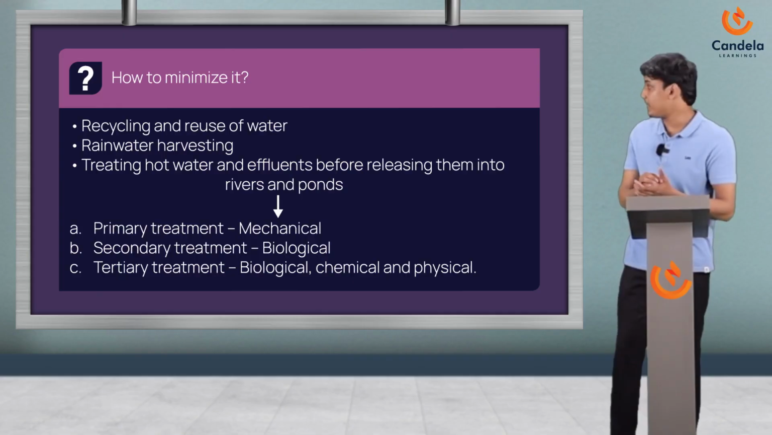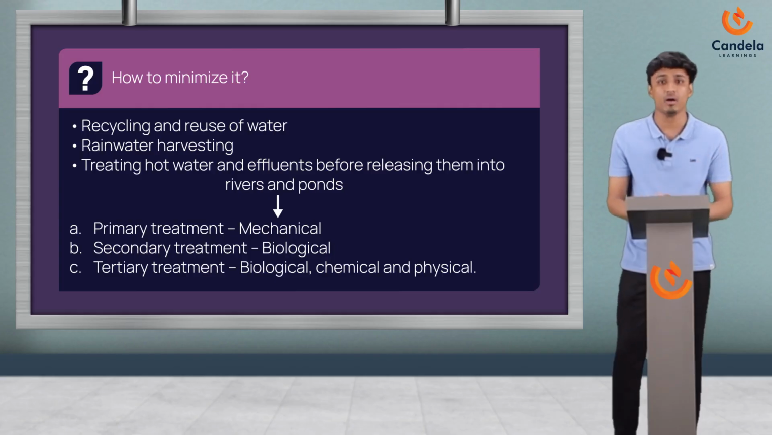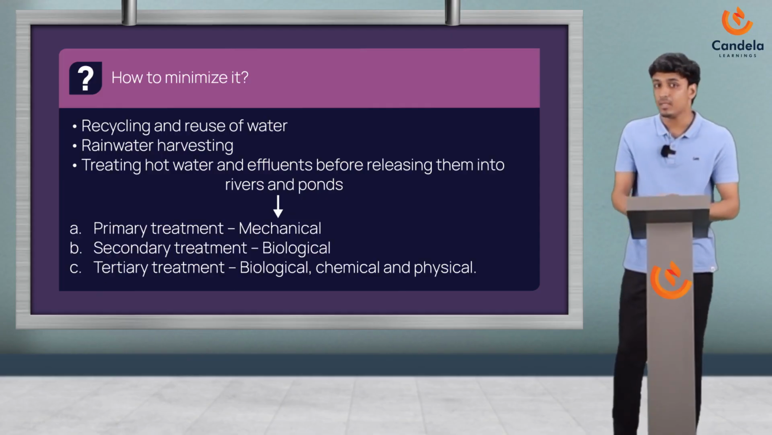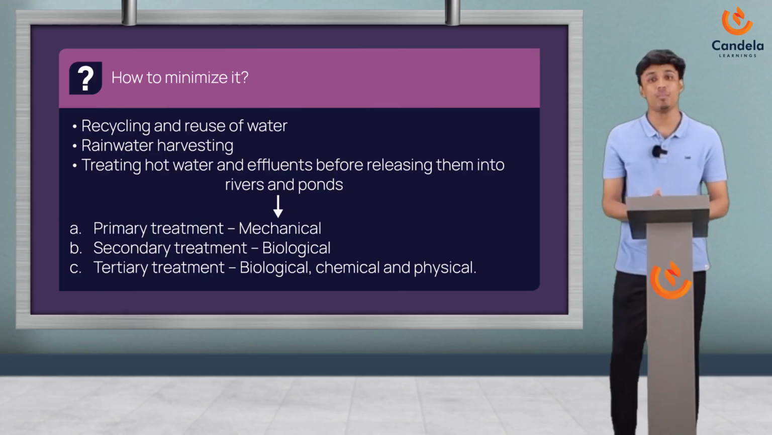So the second point is rainwater harvesting. Again, we discussed the full setup of rooftop harvesting in the third chapter. In this chapter, we don't have to discuss it, but we have to understand why it is necessary. We know that by capturing and utilizing rainwater, we can reduce the demand for freshwater resources, right? The last point is treating hot water and effluents before releasing them into rivers and ponds.